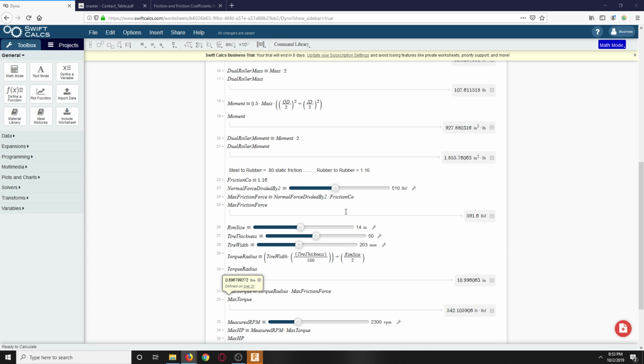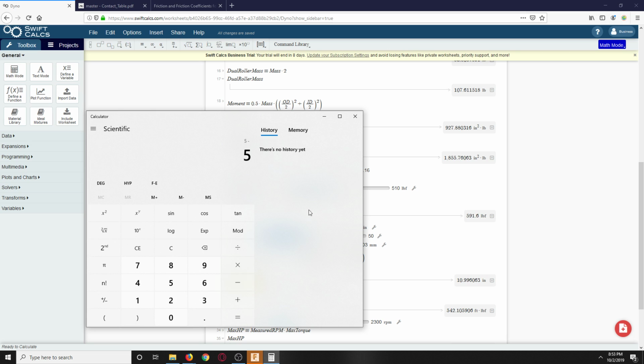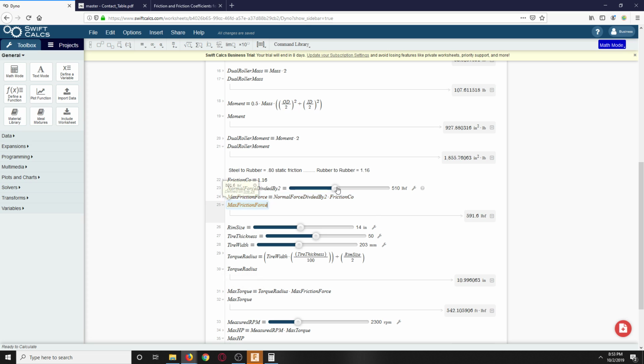5,000 pounds divided by 4, right? Because this is going per side. So 5,000 pounds, let's do this in calc. 5,000 divided by 4, divided by 2. That's 625 pounds. Again, this is without being able to put it at a different angle.